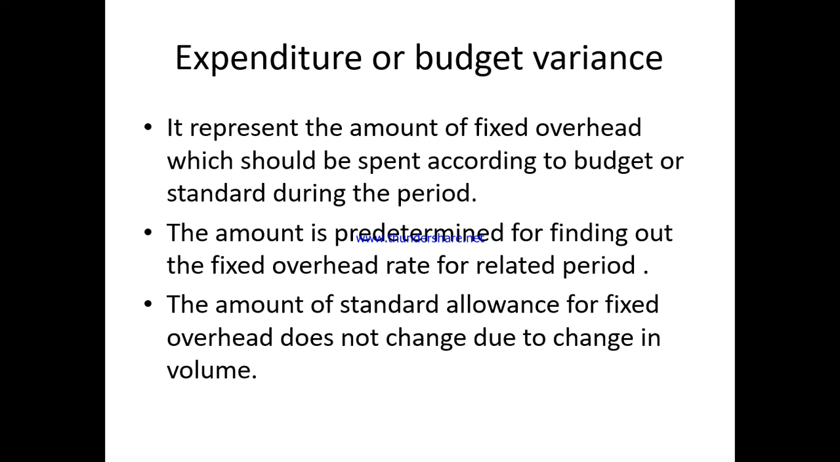Expenditure or budget variance. It represents the amount of fixed overhead which should be spent according to budget or standard during the period. The amount is predetermined for finding out the fixed overhead rate for the related period. The amount of standard allowance for fixed overhead does not change due to change in volume.